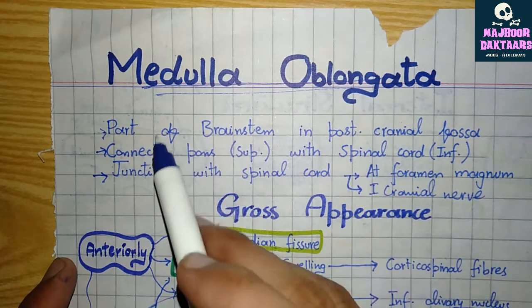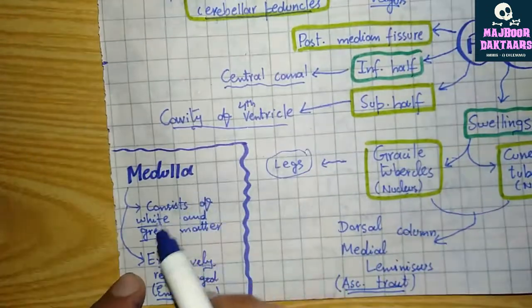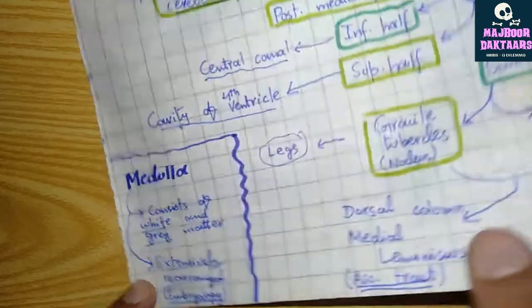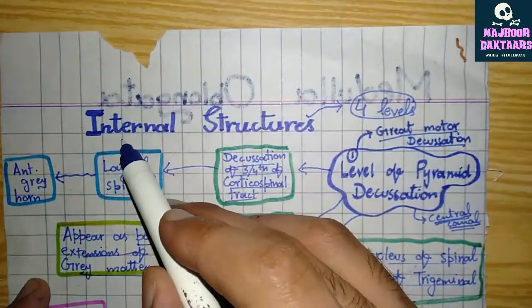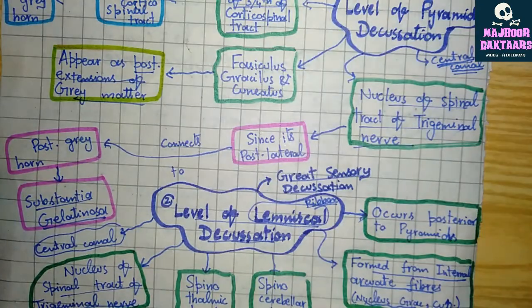We're going to talk about the general facts about the medulla oblongata, the gross appearance of the medulla oblongata, the embryology of the medulla oblongata a little bit, and finally the internal structures at different levels of the medulla oblongata. So let's start.